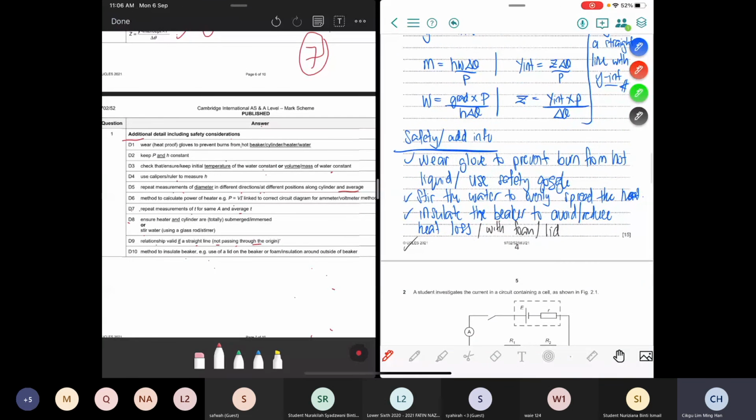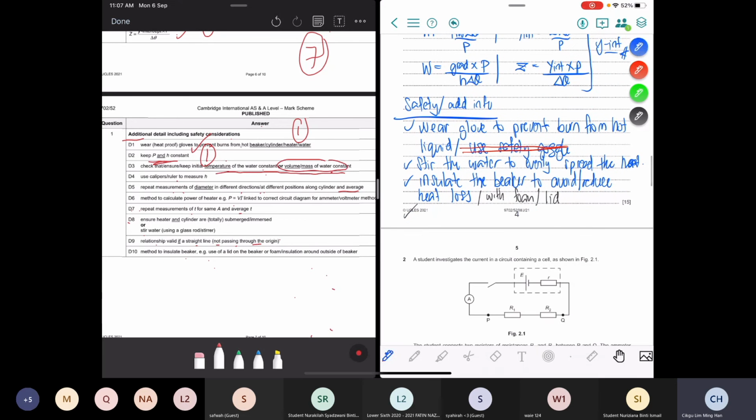And then we look at the safety. Syahira said gloves, Nuriziana said gloves. So we have 1 mark. Syahira said goggles, so Syahira got it. According to this mark scheme, they say gloves only. Also Hamizan mentioned P and H, so this is another 1 mark here. And then we have insulate, sorry, keep temperature. Nobody said this. Keep the volume of the water constant, and temperature constant, nobody said. So I add here.